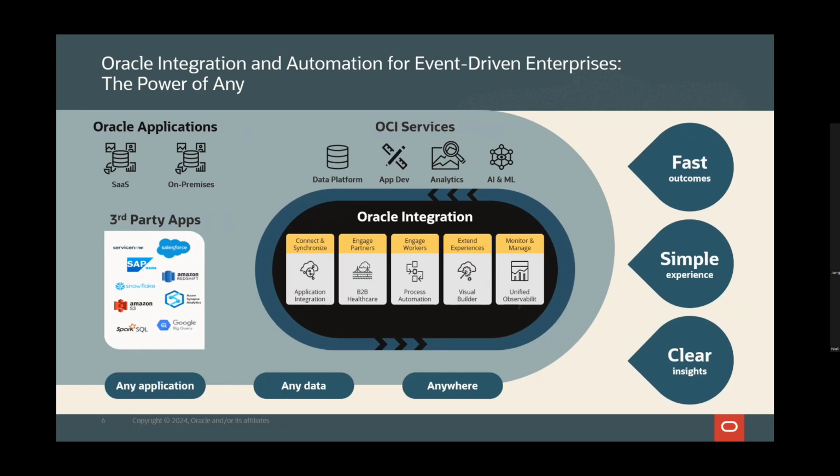Engaging workers is bringing the human interaction in. That's with OPA, process automation. Extending experiences, whether that be custom apps or extending SaaS apps. You can do that with Visual Builder. And of course, with OIC, you've got a plethora of tools in respect of management and monitoring. As you can see here, we're looking at simple experience, simple design time, fast outcomes because of the simple design time, and clear insights through the monitoring and management features that we do have.